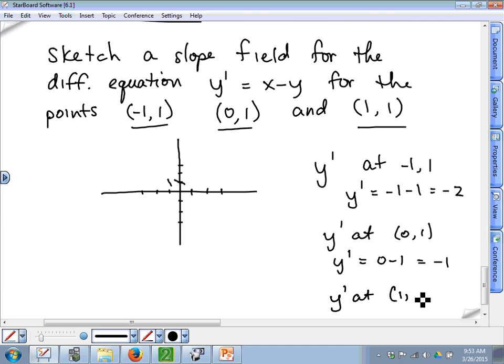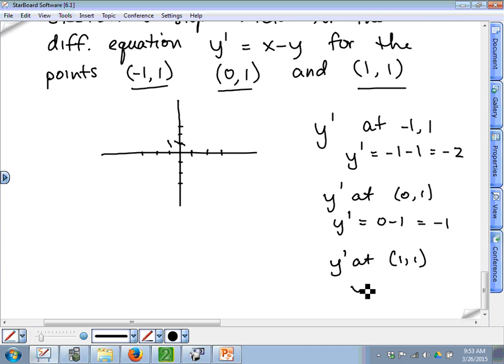Okay, now y prime at the point 1 comma 1. Y prime equals 1 minus 1, so that equals 0. So at 1 comma 1, you just have a little teeny line segment that's flat.